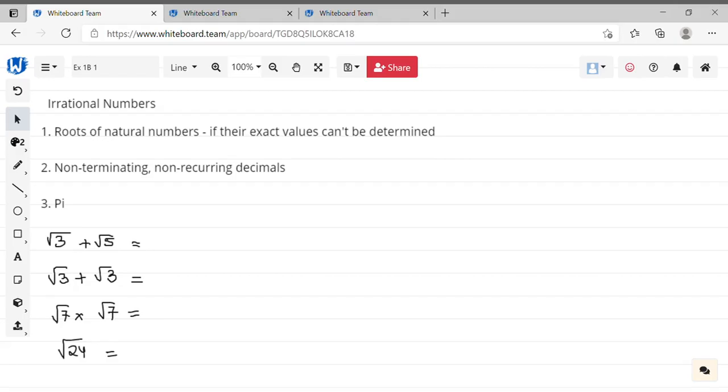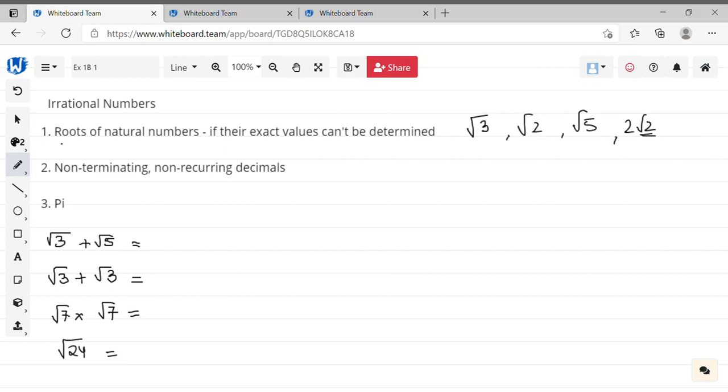Hi guys, let's start the next exercise. The next exercise is exercise 1B. So let's look at the concept of irrational numbers. Irrational numbers are basically roots of natural numbers if their exact values cannot be found out, which means root 2, root 3, root 5 are all irrational numbers. 2 root 2 is also an irrational number because the exact value of root 2 cannot be found out.